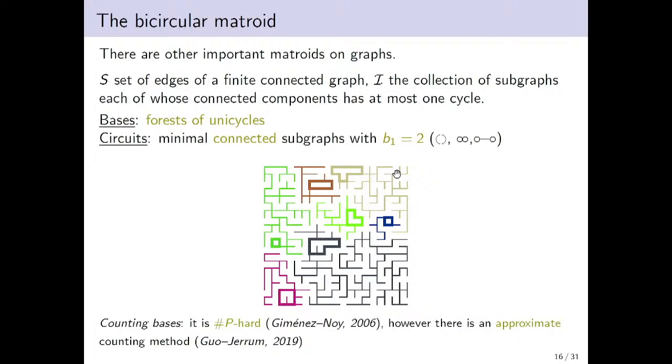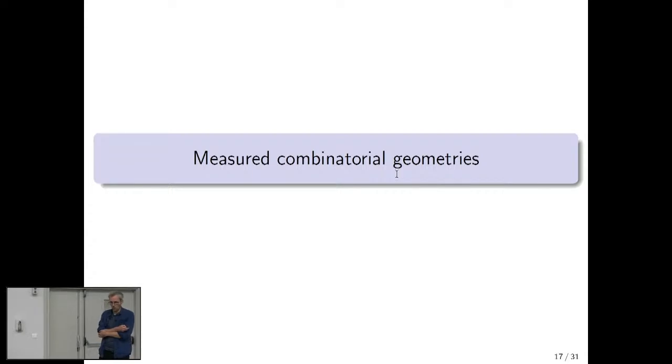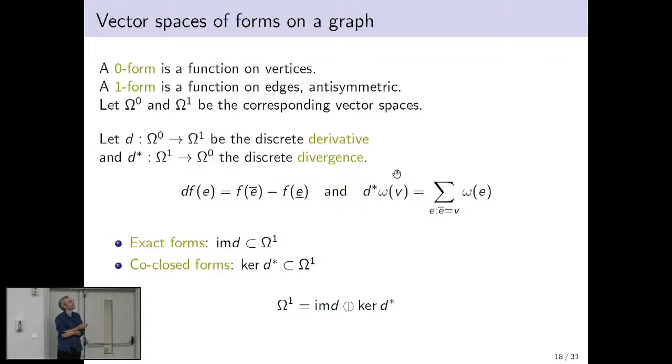Okay, so now the goal of this next section is to give you examples of determinantal probability measures, explicit ones on some of these geometries we have seen. For this, I will just need a little piece of notation on a graph. So I introduce vector spaces of forms on the graph.